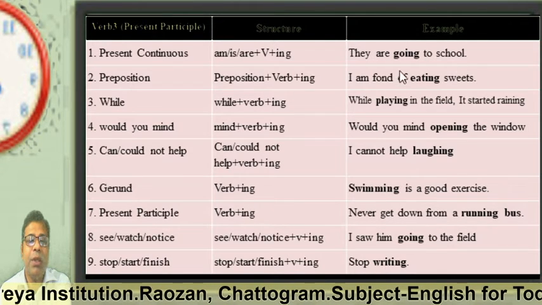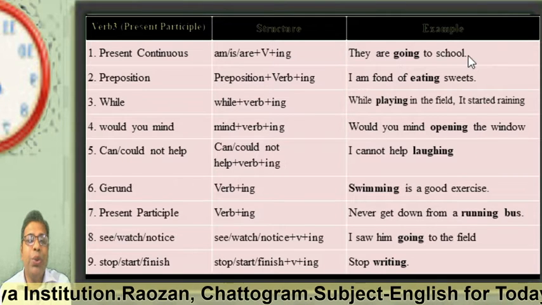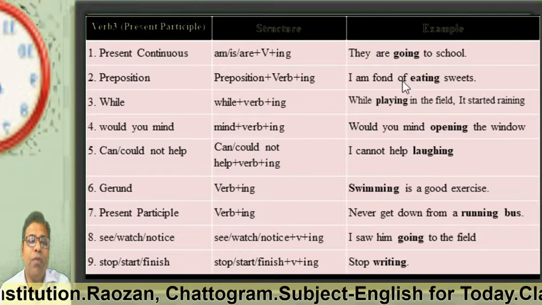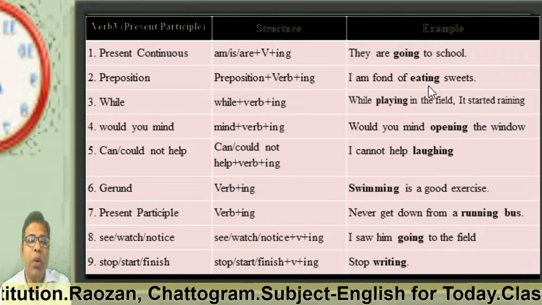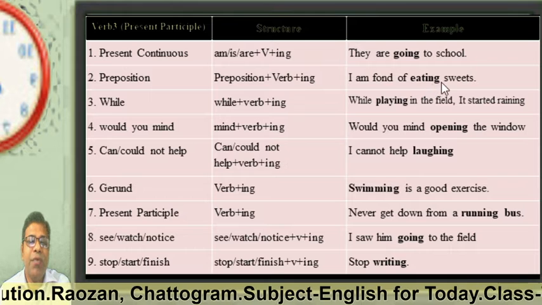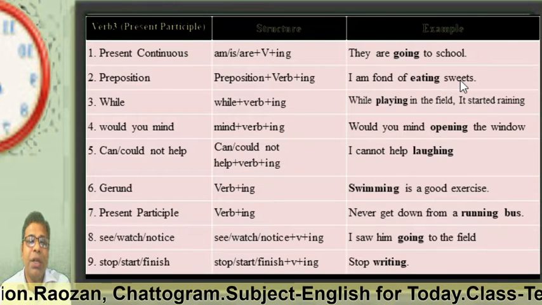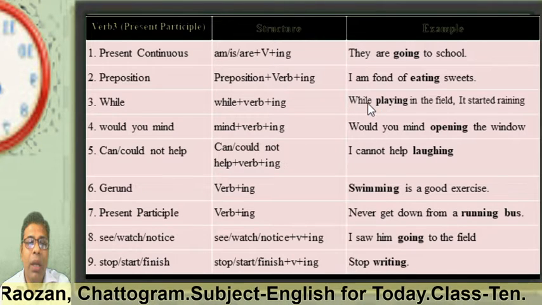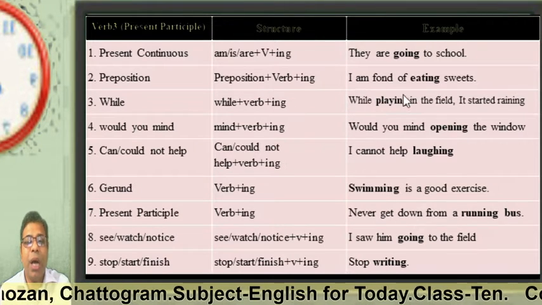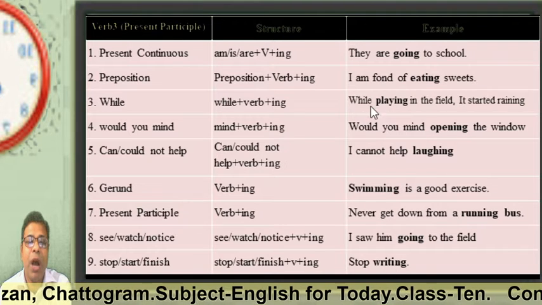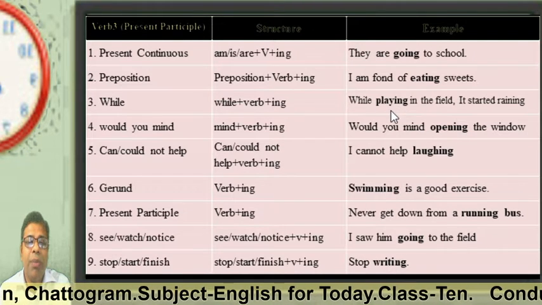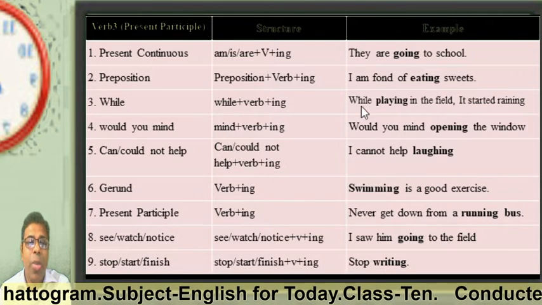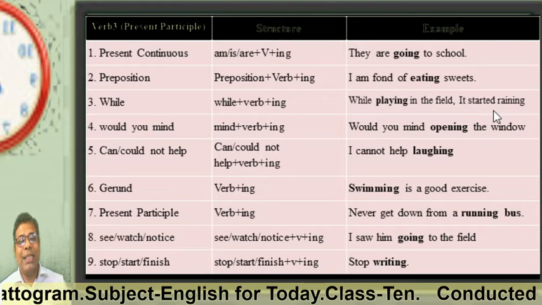Here are some examples for you. They are going to school. This is present continuous. That's why verb ing. I am fond of, is a preposition. That's why we need to use ing, from eating sweets. After while, if there is no subject, then you must use ing form of the verb. While playing in the field, it started raining.